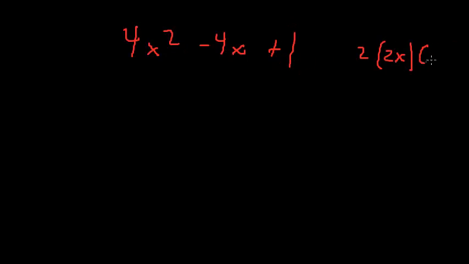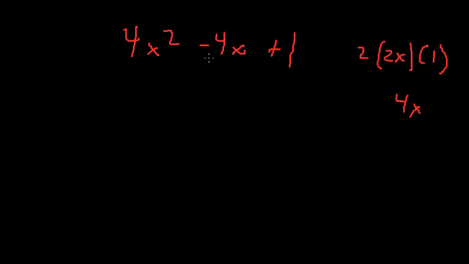Next, let's try 4x squared minus 4x plus 1. My first and last terms are perfect squares. They are both positive. So now all I have to check is my middle term. My middle term should always be 2 times the square root of my first term times the square root of my last term. So the square root of 4 is 2, the square root of x squared is x, and the square root of my last term is 1. 2 times 2x times 1 gives me 4x. My middle term is a 4x.